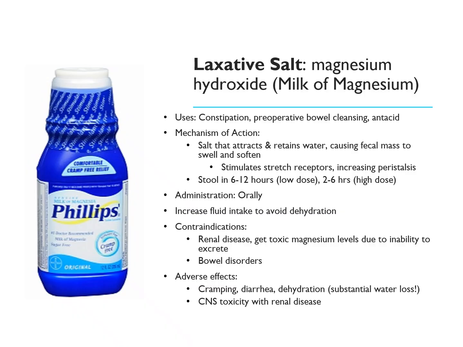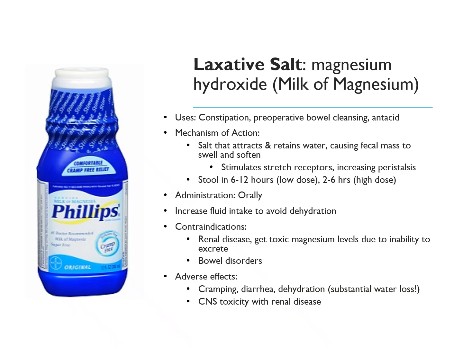This drug is magnesium hydroxide, which is milk of magnesia. It is a laxative salt, which draws water into the intestines by way of the salt, causing stool to swell and soften. It is usually pretty active. Within 6 to 12 hours, you'll see results, or in high doses, even 2 to 6 hours.